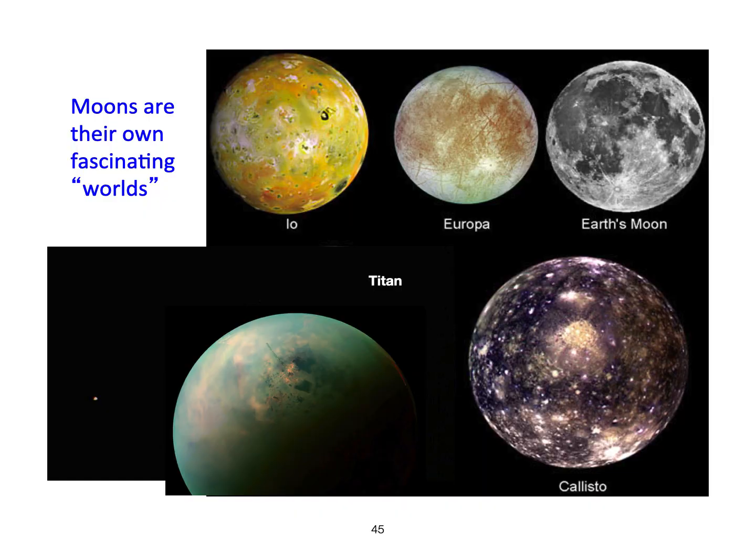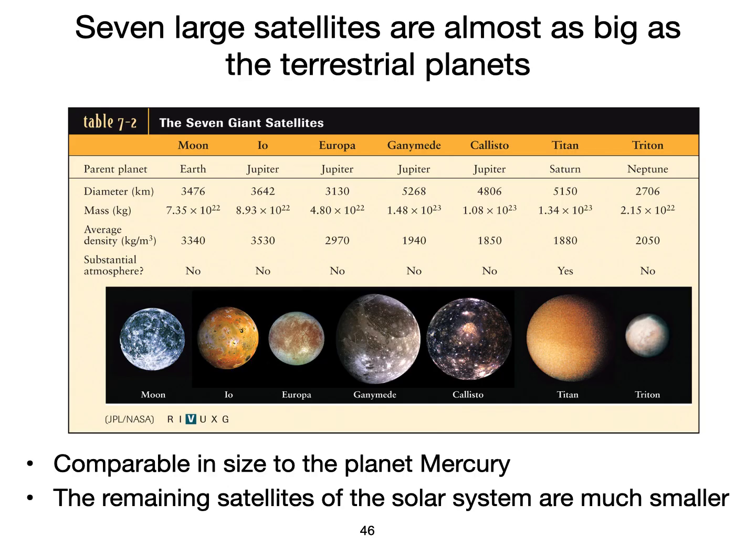There's also moons around a lot of these big planets, and around our own as well, that are kind of worlds in their own right. A number of them are bigger than planets, like Mercury, and certainly bigger than Pluto, for example. And so that's why they are interesting objects to study in their own right. So they're comparable in size to Mercury.